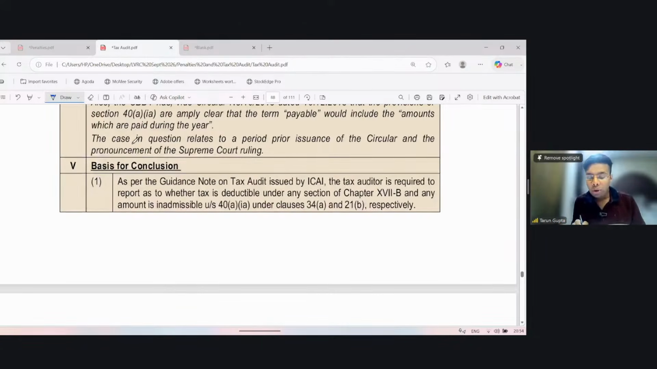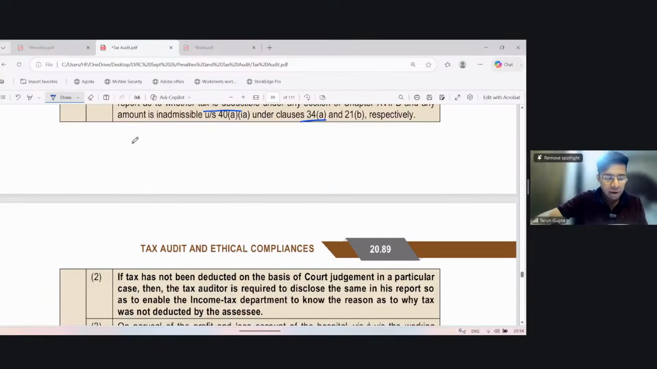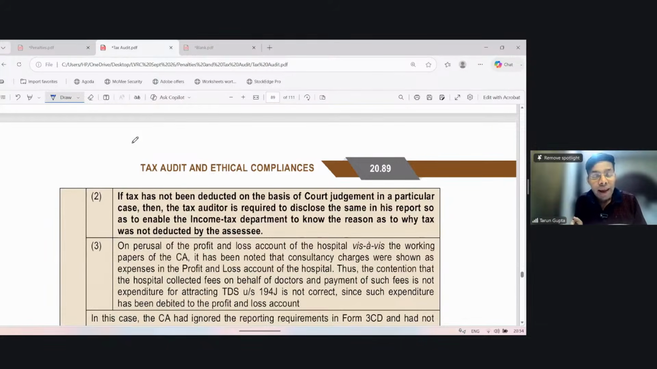As per the guidance note, the tax auditor is required to report as to whether tax is deductible and whether any amount is inadmissible, respectively. If tax has not been deducted on the basis of a court judgment in a particular case, then the tax auditor is required to disclose the same in his report so as to enable the income tax department to know the reason why tax has not been deducted. But in this case, the CA has not done so.